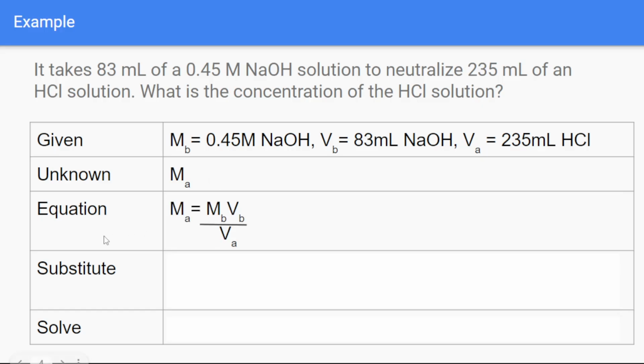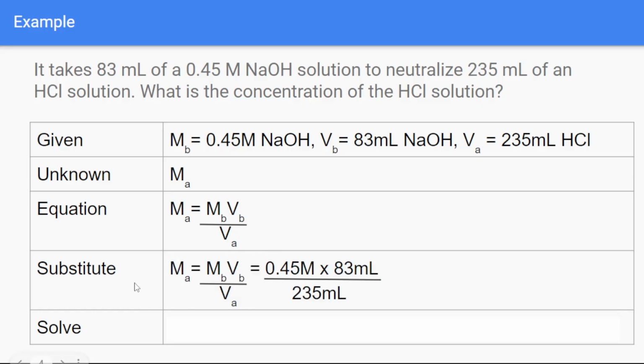Our equation, once we have isolated the variable that we're looking for, is MA equals MB times VB divided by VA. Substitute your numbers into the equation: MB, VB, VA. Multiply these two, and then divide by 235. When you do that, you get 0.16 molar. That's all there is to it. If you use the GUESS method, this will be very, very easy.